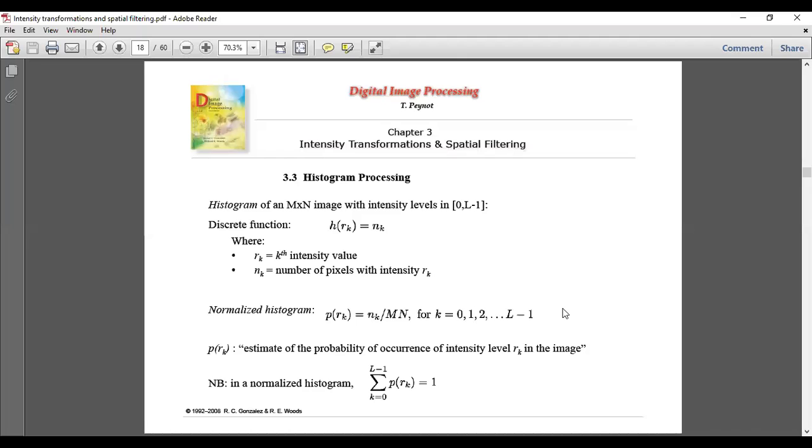So, today's topic, I told I will try to solve numericals. Today we will do this numerical on histogram equalization. Today I intend to do histogram equalization. Next class I want to do histogram mapping.